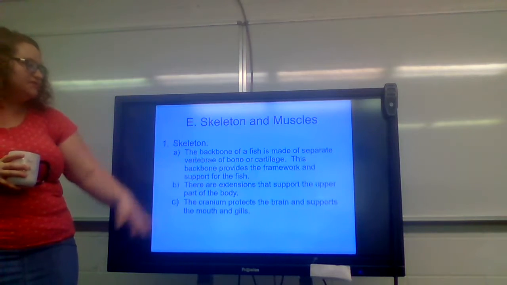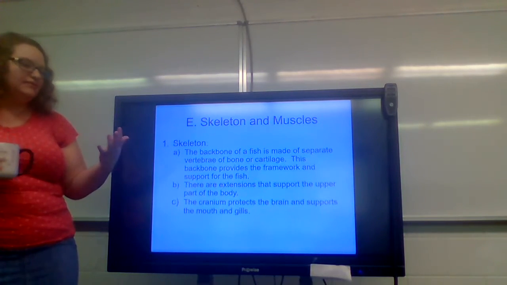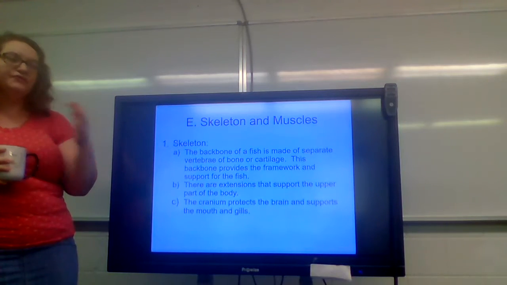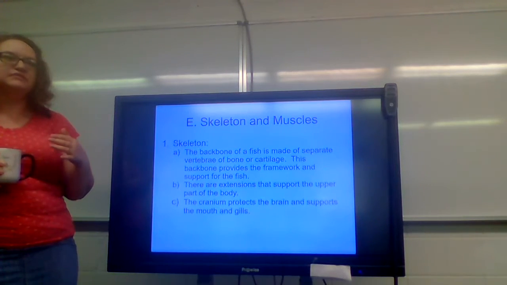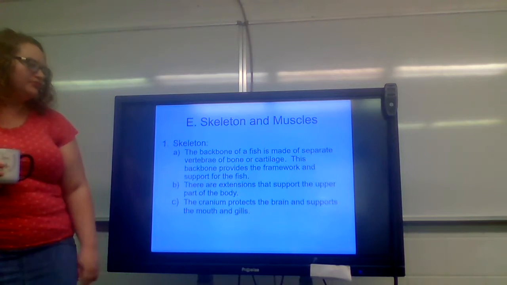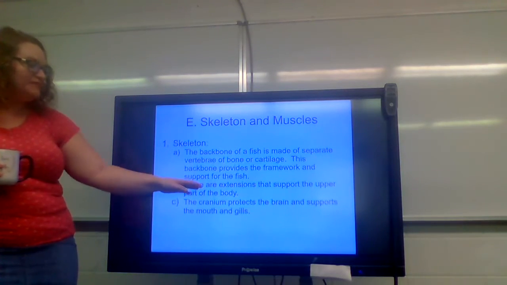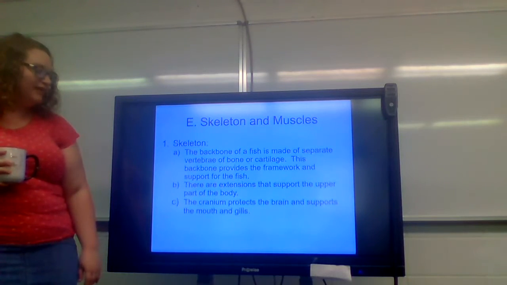There are extensions that support the upper parts of the body. These extensions come in all different lengths as far as the different fish species go. The cranium protects the brain and supports the mouth and gills.